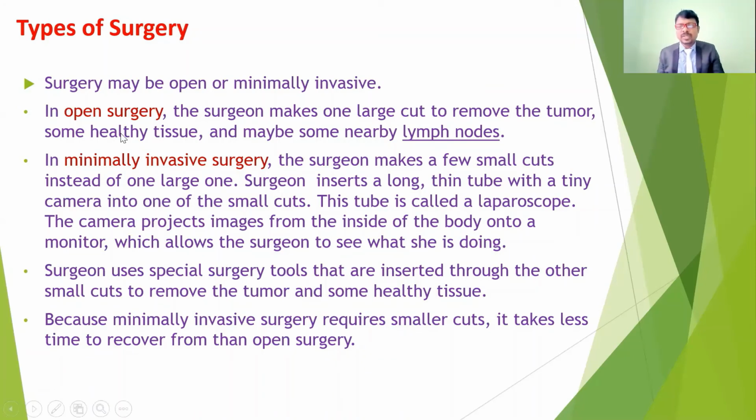Here patients do not stay a prolonged time in the hospital, and discharge is also very easy. Surgeons use special surgery tools that are inserted through the small cuts and remove the tumor, and sometimes some healthy tissue along with it. If you want to remove all the affected tissue, sometimes we have to take out healthy tissue also, because if we leave even one small abnormal cell, it may multiply and divide again, and there is a chance of cancer cells forming. So the surgeon has to decide how to take the affected part along with the healthy part.